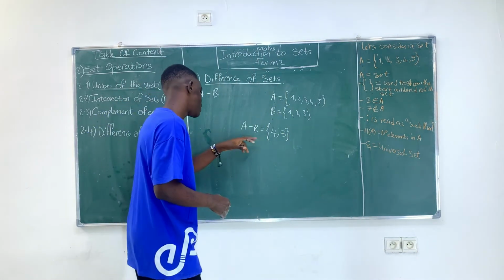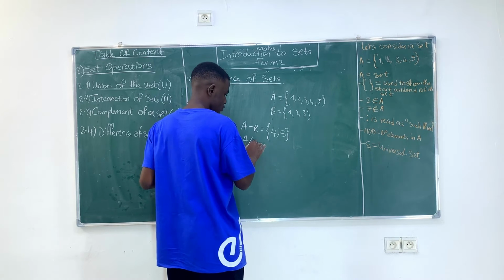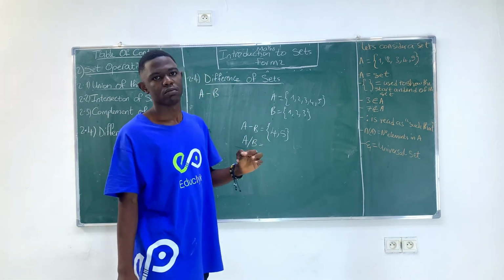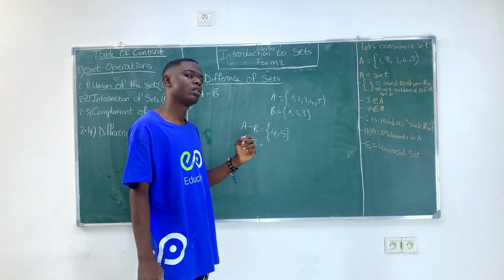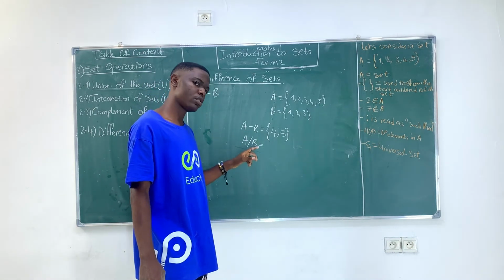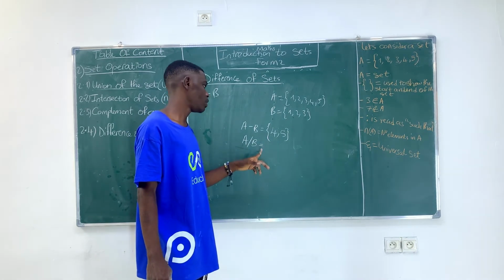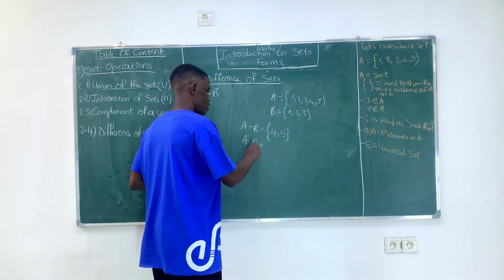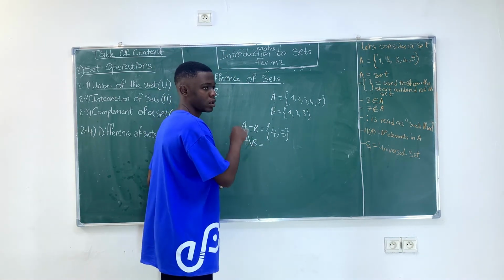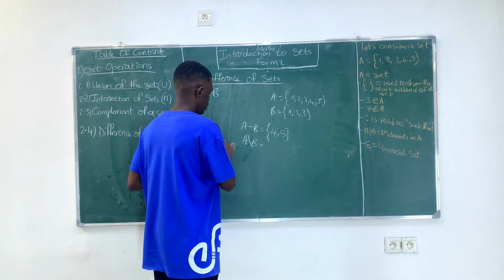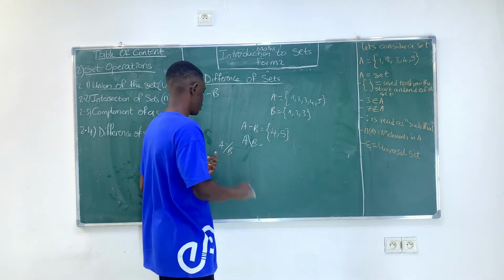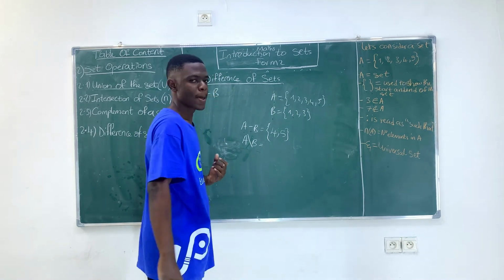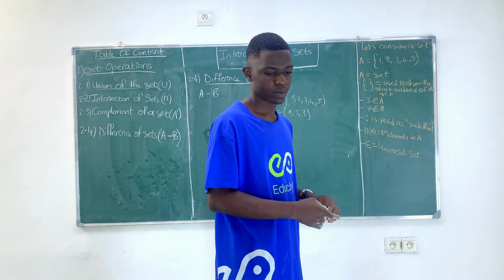A minus B can be written like this, or it can still be written like this. This is A minus B, and this can be called A difference B. The stroke this way is division. This stroke is difference. Alright, so let's take an example.